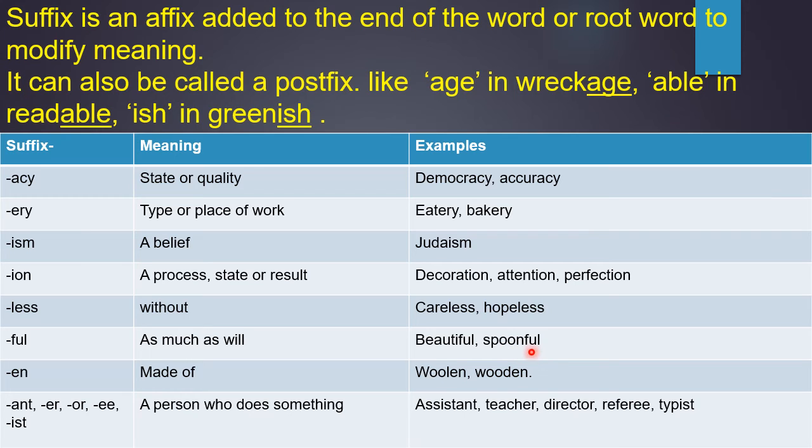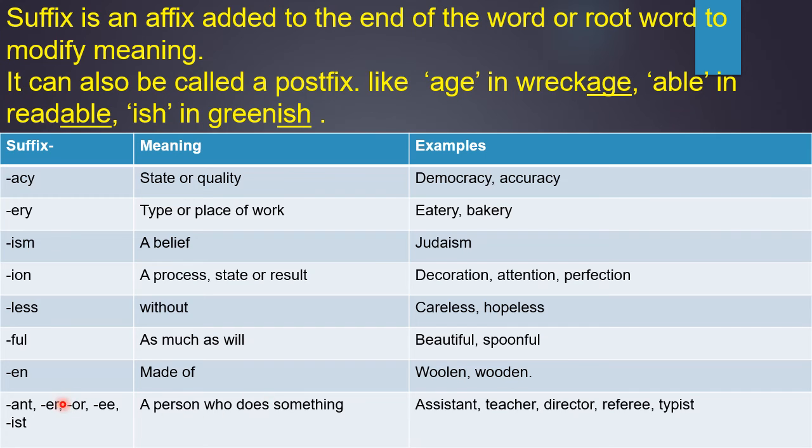Now the next one is spoonful. Spoonful. Remember, we are looking at the suffix full in it. En, it means made of. When you see the suffix en in a word, it means what something is made of. Take for example, a word like woolen, it means that thing is made of wool. Woolen. Wooden is made of wood. Wooden. So when they say this is a wooden chair, know that that chair is made of wood.